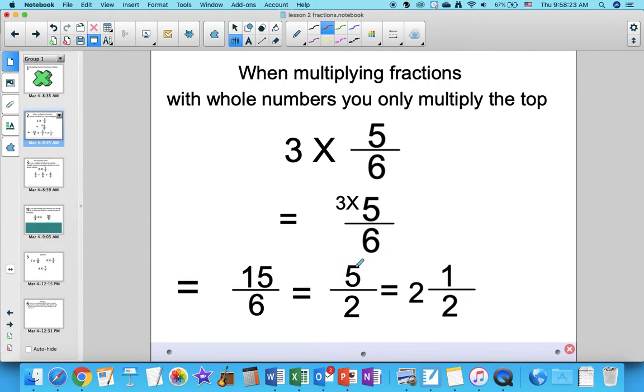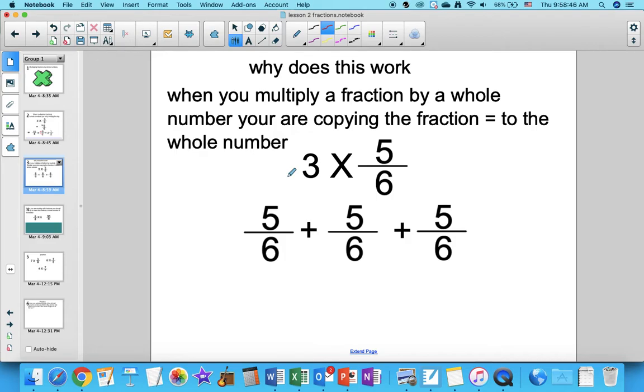However, the top is too big because the top needs to be smaller than the bottom. So then I make it into a mixed number. The way I do this is by taking the 2 and going, okay, how many 2's fit into 5? Well, 2 2's. Well, that's what I put. 2 2's fit into 5. How much is left? 1. So it's 2, 1 over 2.